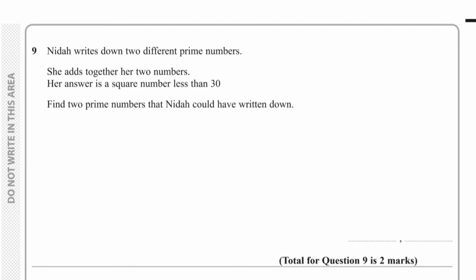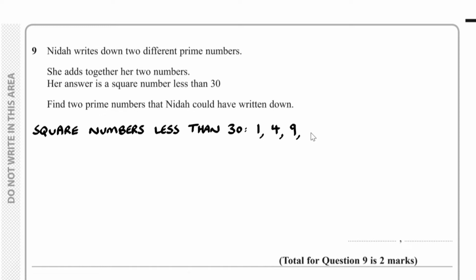Question number 9. Nida writes down two different prime numbers. She adds together her two numbers. The answer is a square number less than 30. We have to find two prime numbers that Nida could have written down. So, if we find the square numbers less than 30, we've got 1 squared, which is 1, 2 squared, which is 4, 3 squared, which is 9, 4 squared, which is 16, and 5 squared, which is 25. 6 squared is going to be greater than 30.